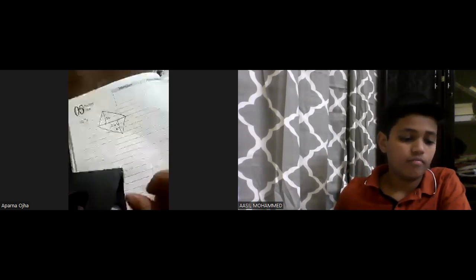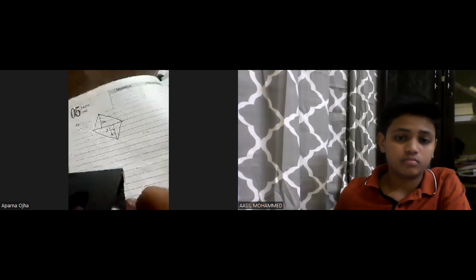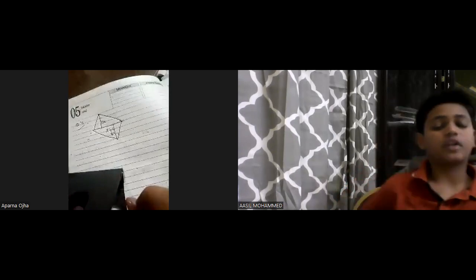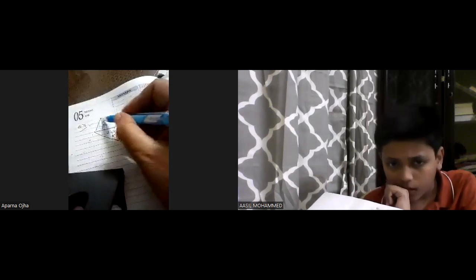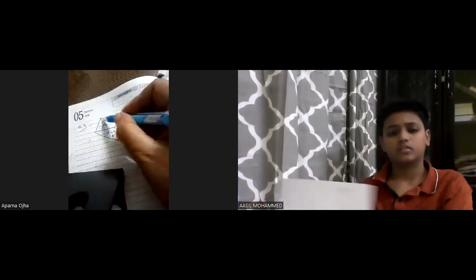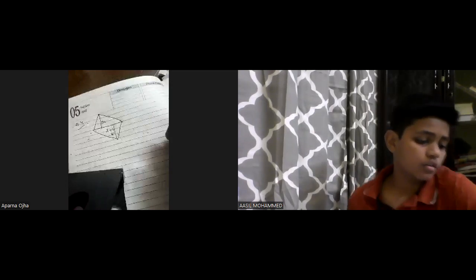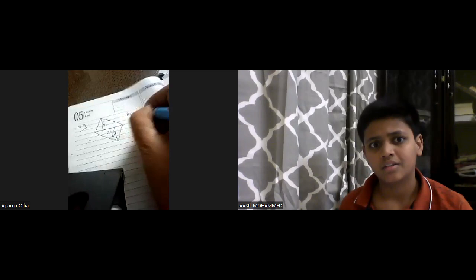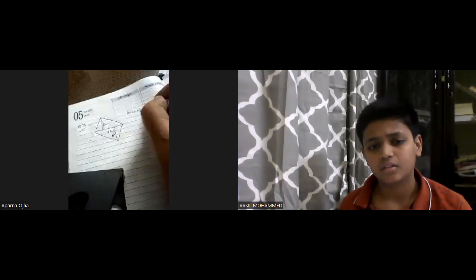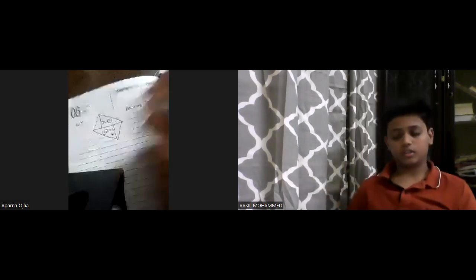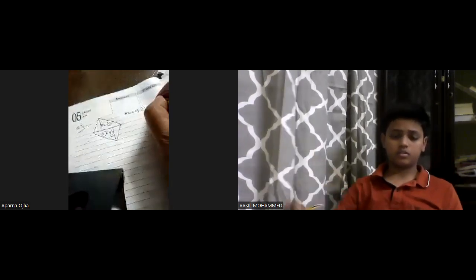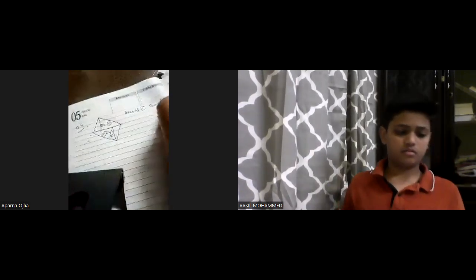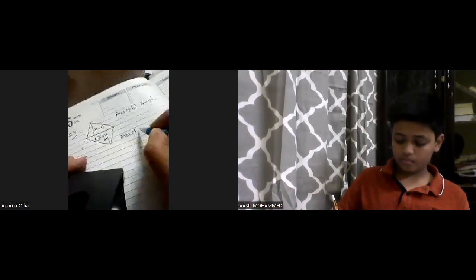But for this question, you will see two triangles are given. One triangle is upside and one triangle is downward side. Can you find the area of both triangles, then add it? Area of first triangle, upside, this is the first one and this is the second one. You have to find the area of the second triangle also, and after that, you have to add.